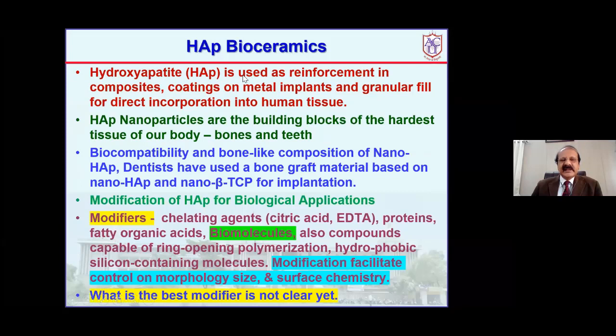As I said earlier, it is used as one of the most common reinforcements in composites, coatings on metal implants and granular fill for direct incorporation into human tissue. This is how, even while we go in for the 3D printing of bone replicas, we use this particularly. Nanoparticles are the building blocks, given the biocompatibility and bone-like composition of nano hydroxyapatite. Dentists have used a bone graft material based on nanoparticles of hydroxyapatite and beta TCP, that is tricalcium phosphate, for implantation purposes. Modification of hydroxyapatite for biological applications is most important.